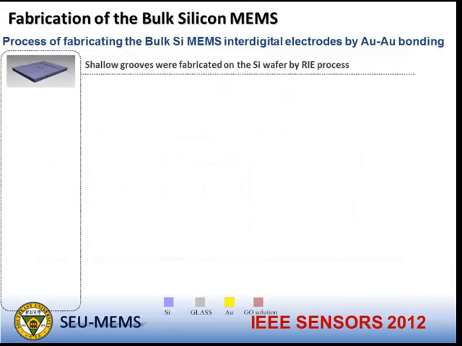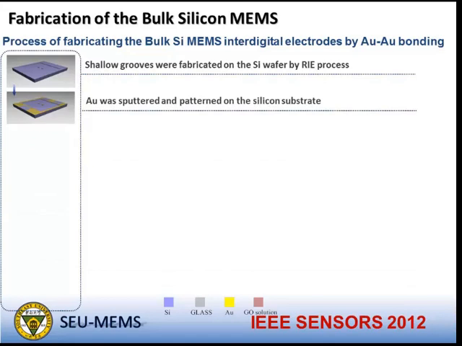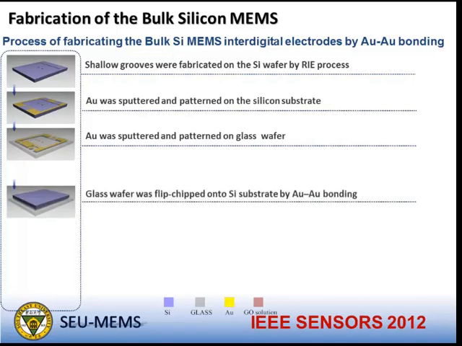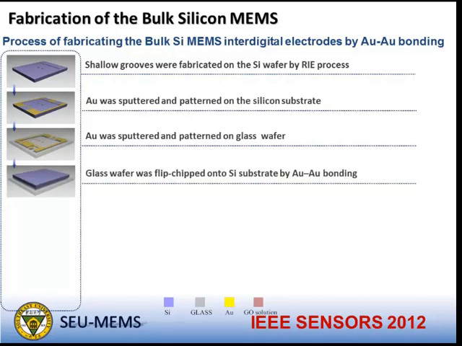Now I will talk about the fabrication of the temperature sensor. First, a shallow groove was fabricated on the silicon wafer by a dry etching process, such as the reactive ion etching process. Then, the gold was sputtered on the silicon substrate and the glass wafer. After that, the glass wafer was flip-chipped on the silicon substrate by the gold-gold bonding process.